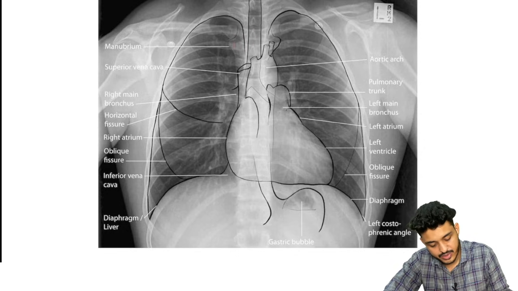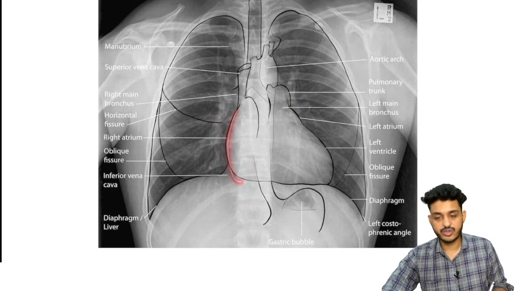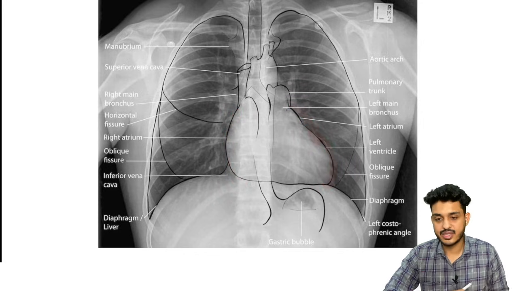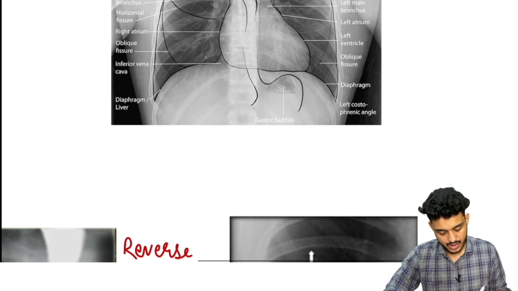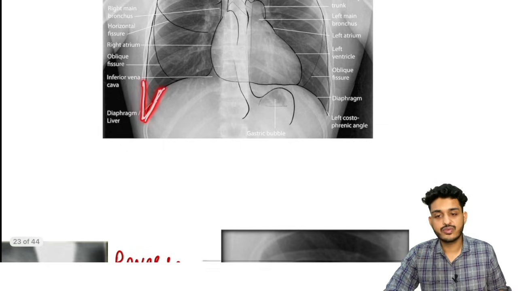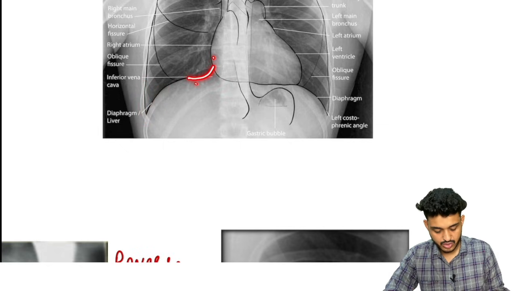This is going to be your manubrium, this is going to be your superior vena cava. This is important, superior vena cava. This is the aortic arch that we are having, the pulmonary trunk that we are having. This is the right atrium, this is the left ventricle, left atrium. These are the things we are having, right? So this is the basic thing. This angle is your costophrenic angle, this is your costocardiac angle.